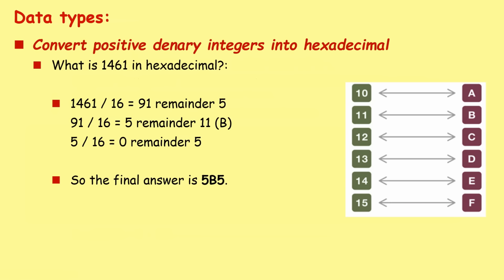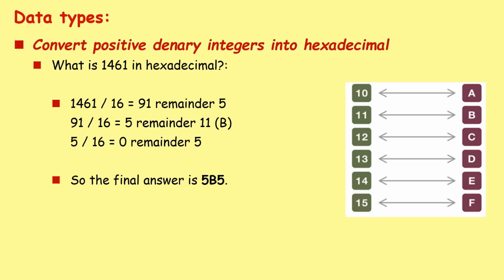Convert positive denary integers into hexadecimal. What is 1461 in hexadecimal? We're just dividing by 16 and keeping the remainder. So 1461 divided by 16 is 91, remainder 5. 91 divided by 16 is 5, remainder 11.